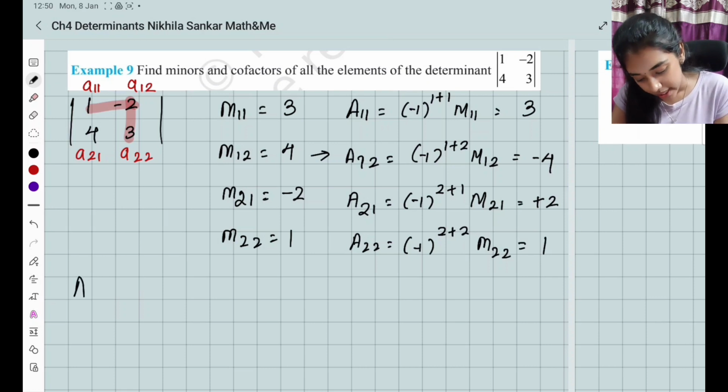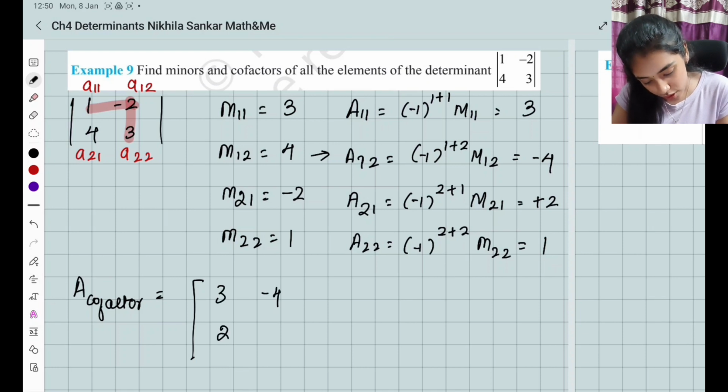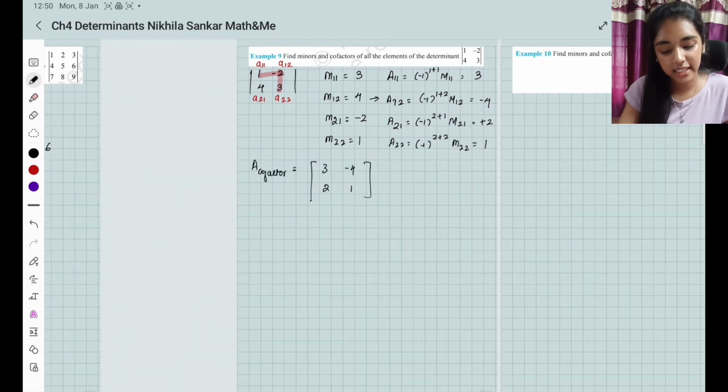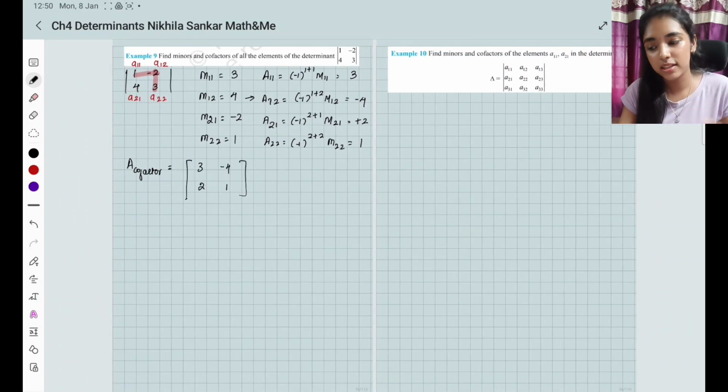Okay, so now the cofactor matrix. So the cofactor matrix is going to be 3 minus 4 2 and 1. Okay, புரிஞ்சுதா? So this is how you write the cofactor matrix. இது இன்னும் அவங்க சொல்லி கொடுக்கல, but I am telling you அடுத்தடுத்த questionsல it will be very very useful. Okay, so the values are going to be 3 minus 4 plus 2 and plus 1.